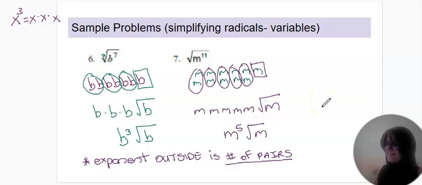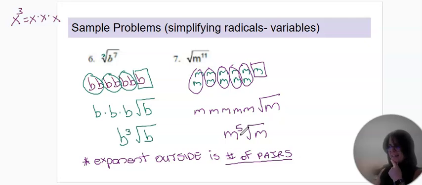Okay, check it out. How'd you do? I wrote out my 11 m's. I circled pairs of m's. I had 1 m for each pair, so there were 5 pairs, so 5 m's outside the radical. 1 m that didn't pair up stays under the radical. And instead of leaving all those m's written out separately, there were 5 pairs. And so you see how you could sort of just skip to that.